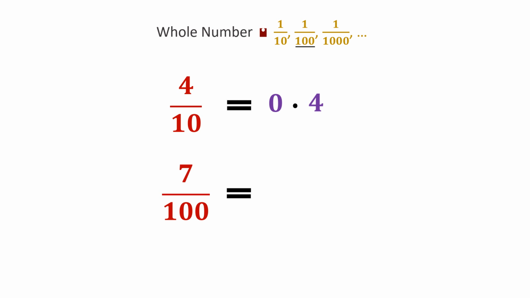Now let us take another example, 7 by 100. Now 100 is the second digit after the decimal point, so 7, which is the numerator, will go to the hundredths place. Now we can't leave the tenths place as it is, so we'll put 0 in the tenths place. And even in this fraction, there are no whole numbers, so the whole number place remains 0.